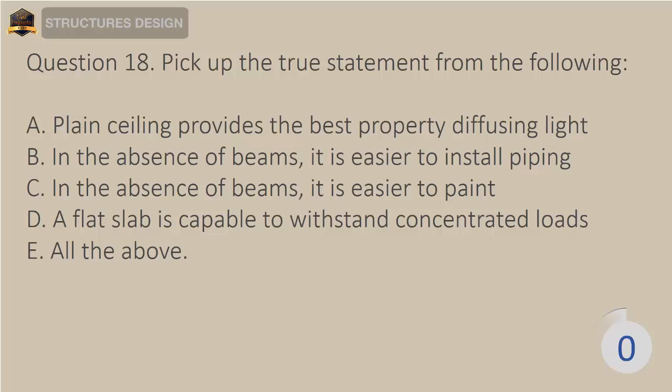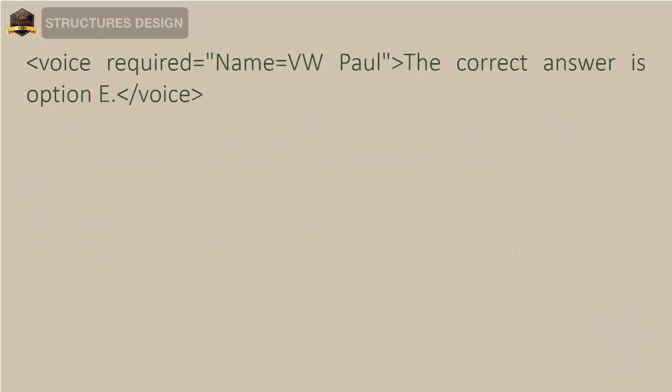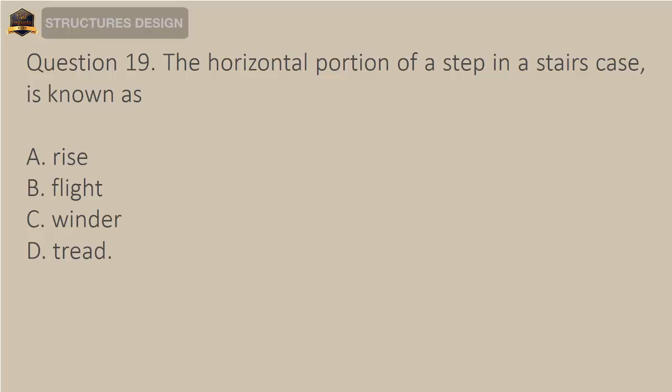The correct answer is option C. Question 19. The horizontal portion of a step in a staircase is known as A. Rise, B. Flight, C. Winder, D. Tread. The correct answer is option D.